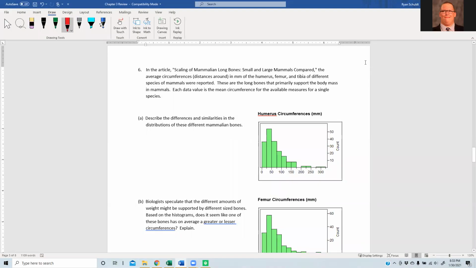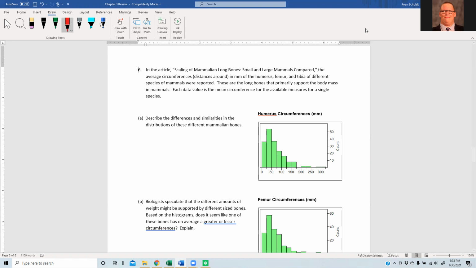Okay, so for number 6, it says in the article, scaling of mammalian long bones, small and large mammals compared. The average circumferences, which remember circumference is the distance around something, in millimeters of the humerus, femur, and tibia of different species of animals were reported. These are the long bones that primarily support the body mass in mammals. Each data value is the mean circumference for the available measure for a single species.